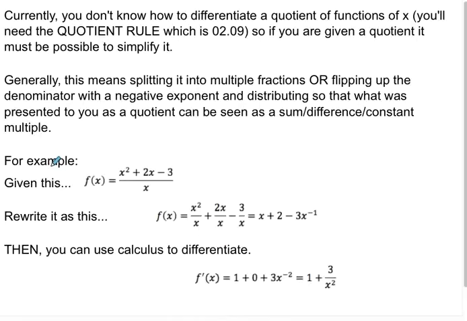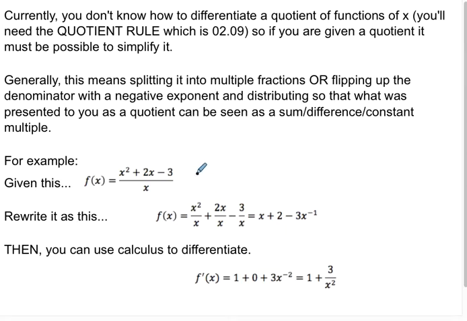So just like there's a product rule, there is a quotient rule. That's going to be our video 2.09, right? Unit 2, section 9. So if you're given a quotient right now, before you know the quotient rule, it must be possible to simplify it by distributing or splitting things into multiple fractions. So for example, f of x equals x squared plus 2x minus 3 all over an x. Well, that's a quotient, but you don't know how to do a quotient yet. So you're going to split it into 3 different fractions, right? X squared over x, 2x over x, and negative 3 over x, which simplifies to this.